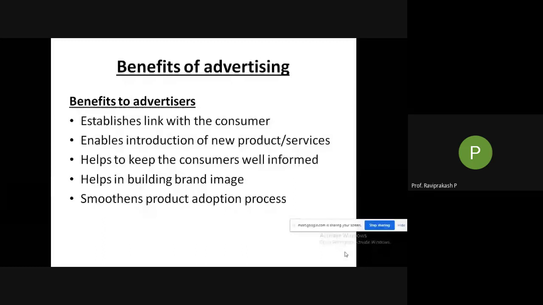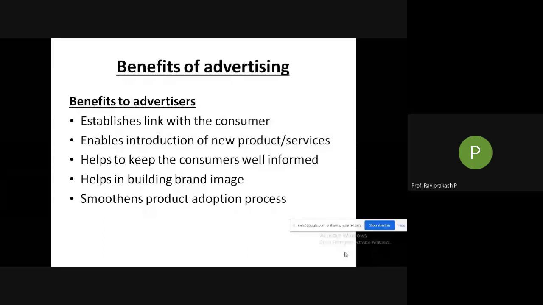So that is what we are telling here: helps to keep the customers well informed about what is happening in the company, any new product. Be prepared, we are launching a new product, the launch date is this, the product looks like this. All these things are a way of communicating and building interest in the consumers for that particular product.